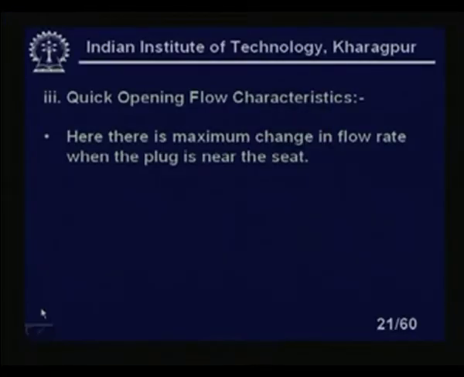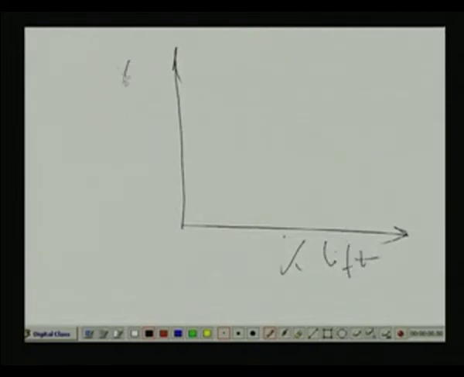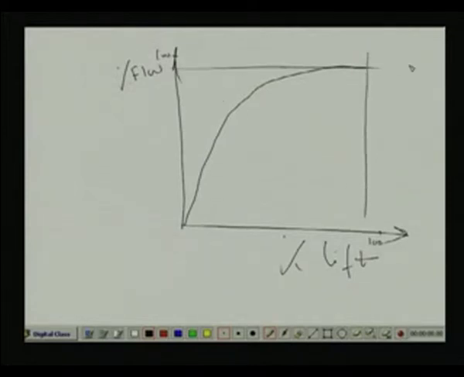Okay. And slowly it will get saturated. Clear? However, it is very simple. You see here, in the case of quick opening, again percentage lift of the stem, and this is percentage flow. This is 100%, this is 100%, right? So initially there is a large change, slowly it will saturate like this one. For a small change of the lift, there is a large change of flow, slowly it will saturate. In many applications we need this type of valve characteristics.